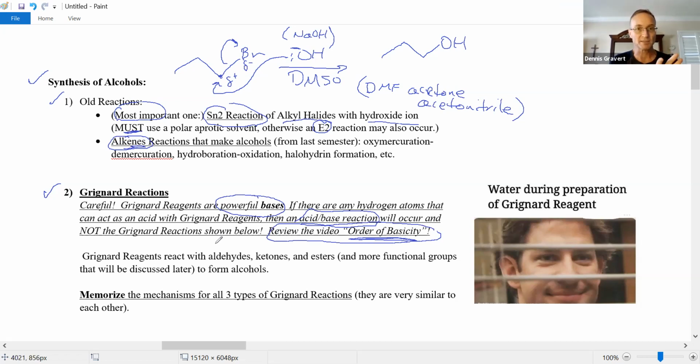As you look at a reaction and we say, ooh, I'll tell you how to identify a Grignard. You say, ooh, it's a Grignard. Wait. Let's make sure the Grignard's not going to do an acid-base reaction. Cool.